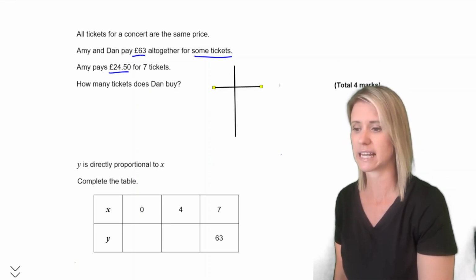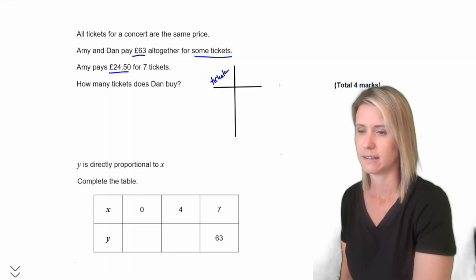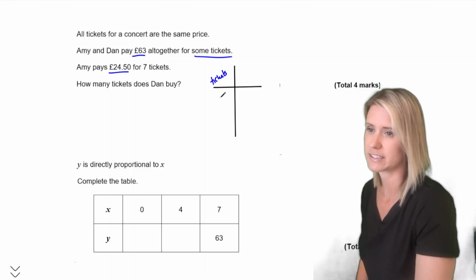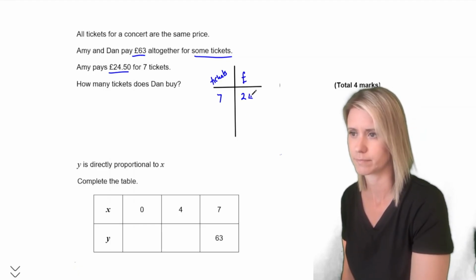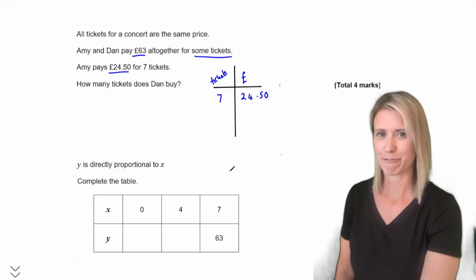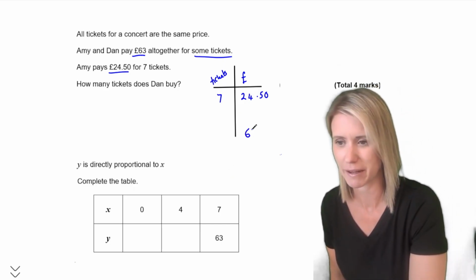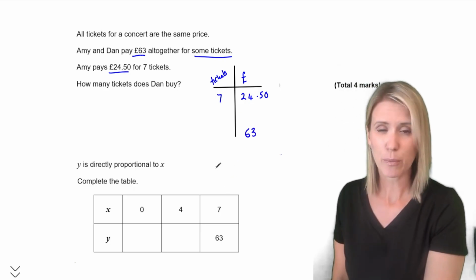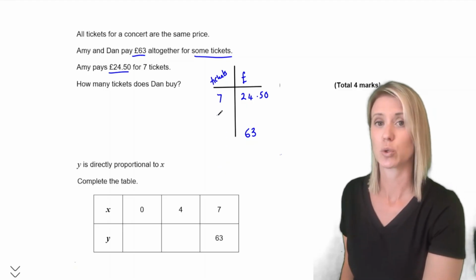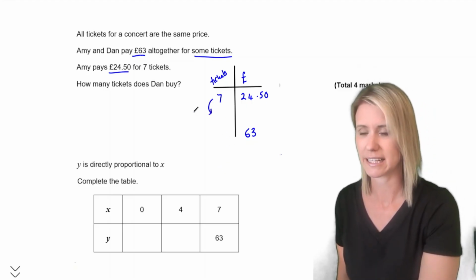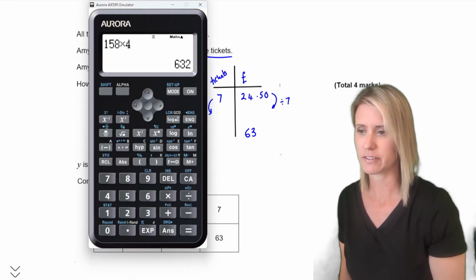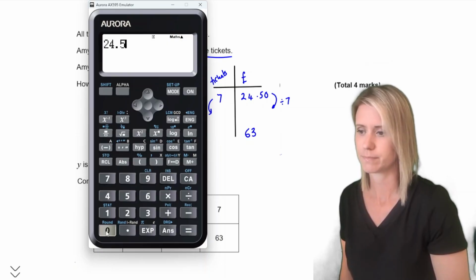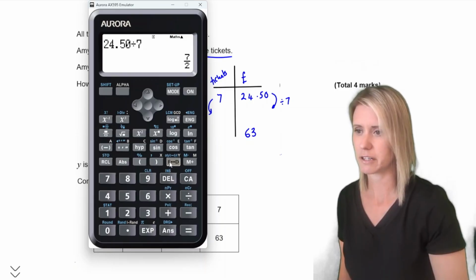There we go. I'm going to start a table again. Tickets. £24.50 for 7 tickets. Right, this time it's a little bit different. We want to get up to £63. Okay, so a number of ways of doing this. I might work out how much one ticket costs by dividing it by 7. £24.50 divided by 7 gives us £3.50.